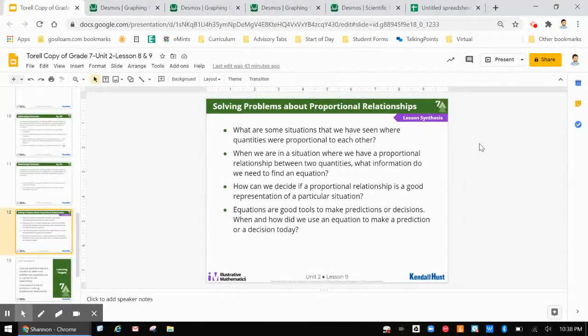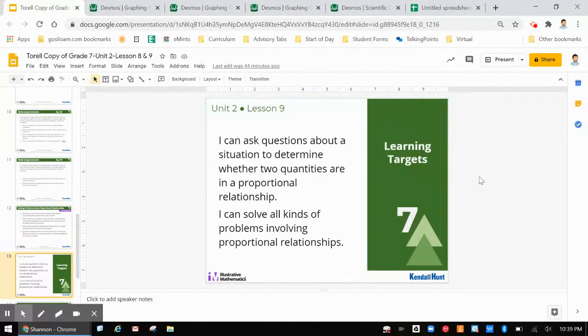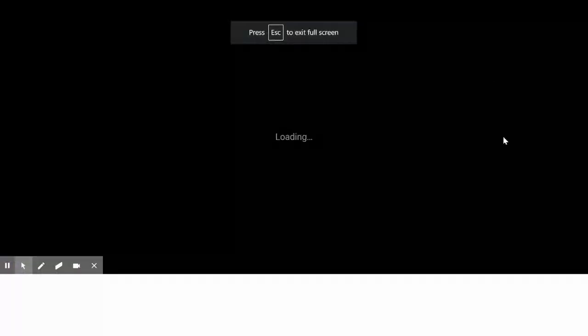We kind of went through multiple different scenarios, the last example we ran through. And how can we decide if a proportional relationship is a good representation of a particular situation? We're going to get more into this later on, but just some good questions to think about. Equations are good tools to make predictions or decisions. When and how did we use an equation to make a prediction or a decision today? All right. Hopefully that's leaving you thinking with some examples going forward. So these are the things that we kind of did today.